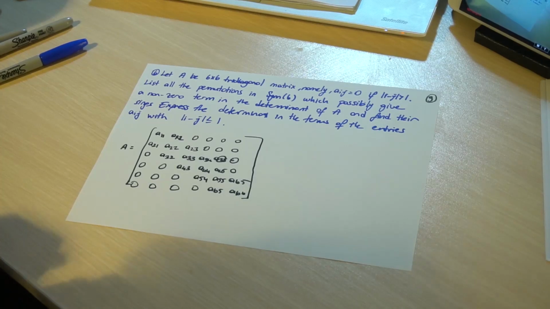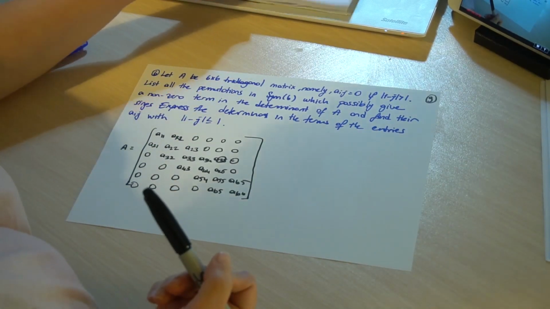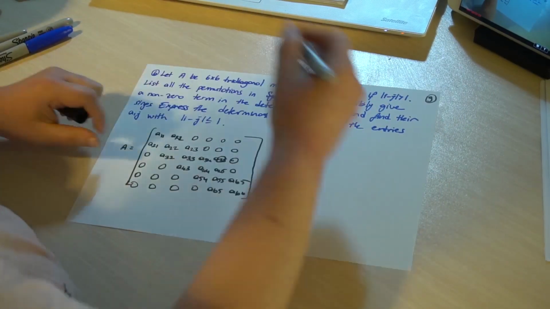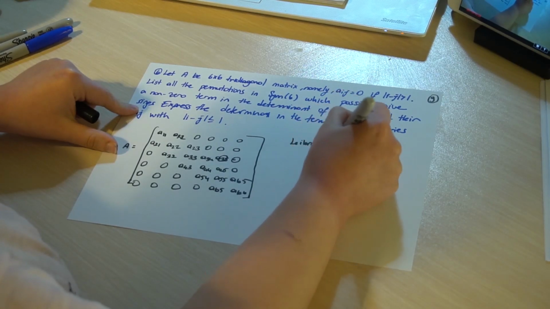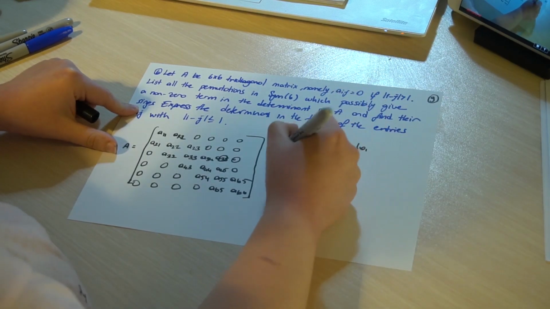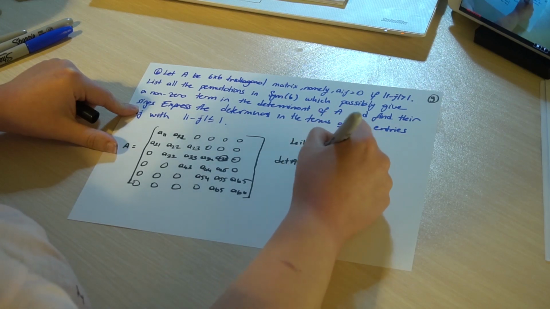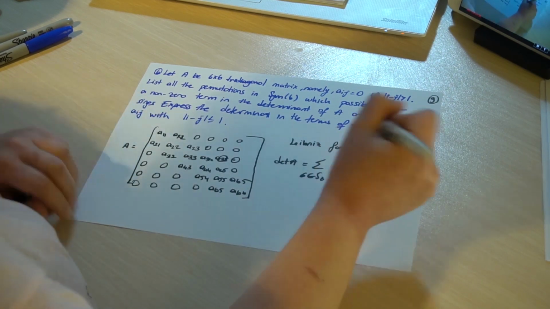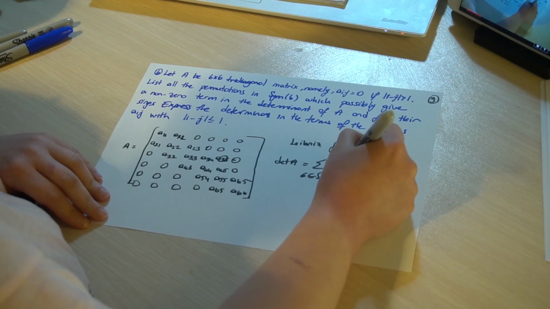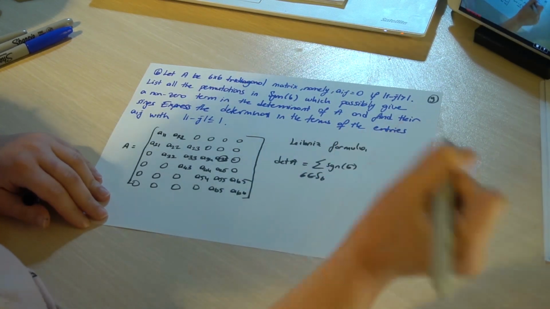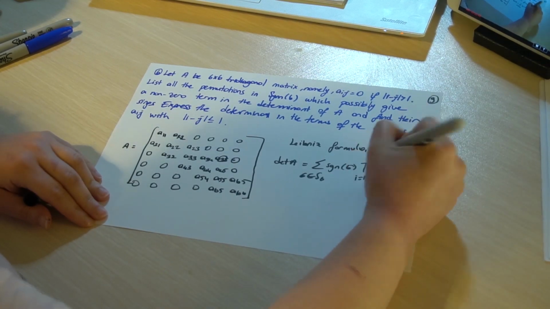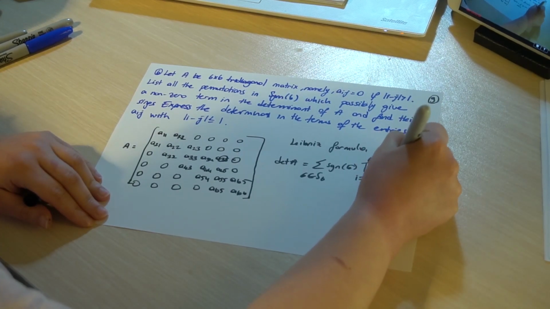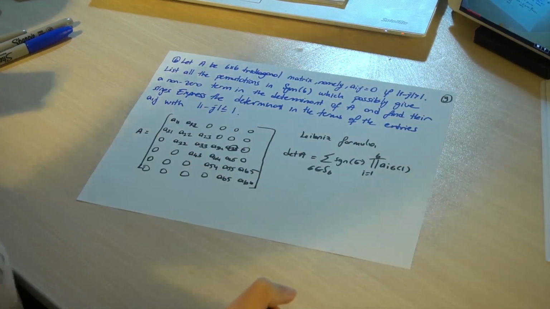Now, if you remember again the Leibniz formula for matrices, the determinant of A is equal to the sum over sigma in S6 of sign of sigma times the product for i from 1 up to 6 of A_i sigma(i). This was the Leibniz formula.